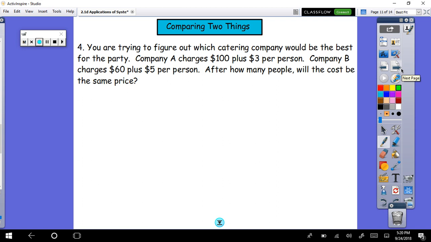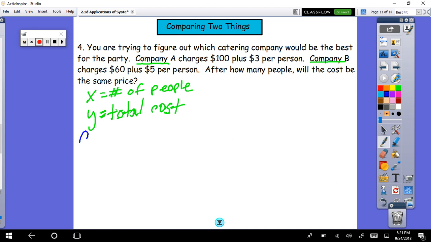Another comparing two things. This time we're trying to figure out which catering company to use. We have company A that's $100 plus $3 per person, and company B which charges $60 but then $5 per person. So we have X and Y again, and Y is going to be our total charge or cost of catering, total cost. And that cost depends on how many people. So X is going to be the number of people.